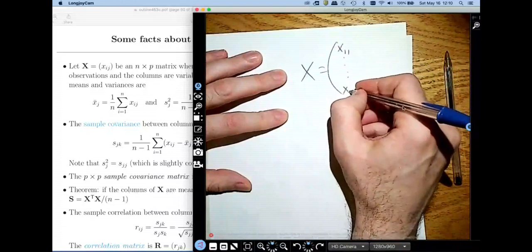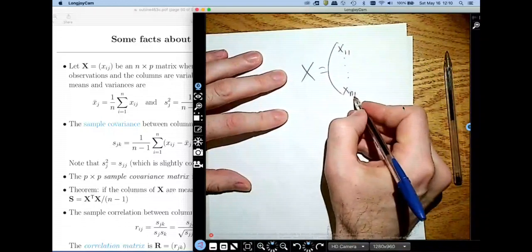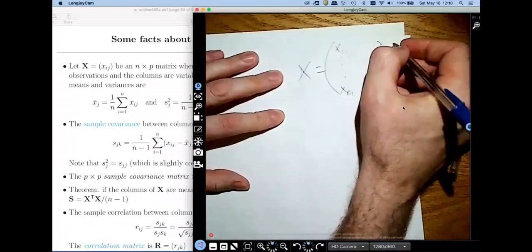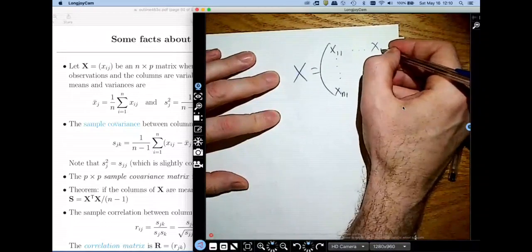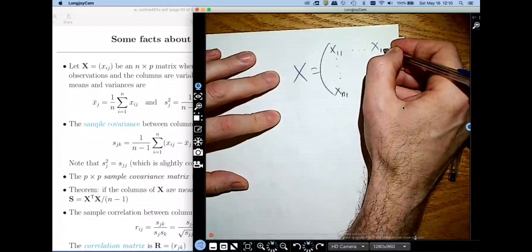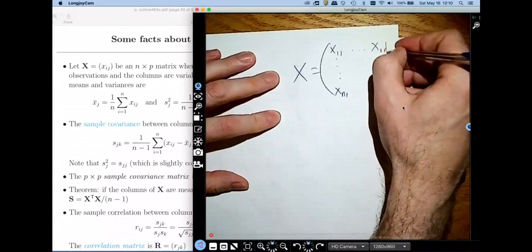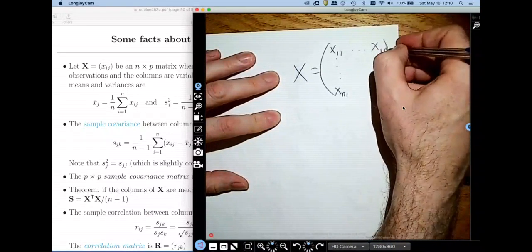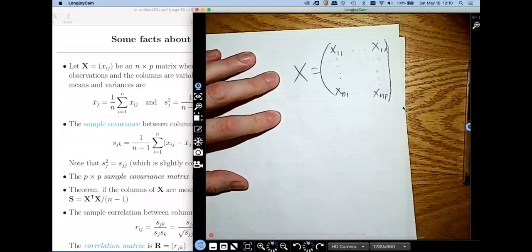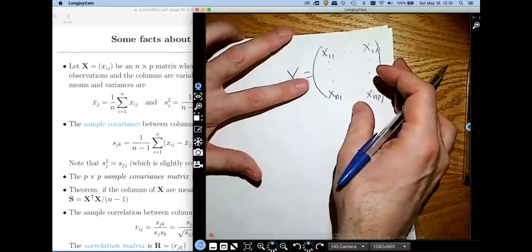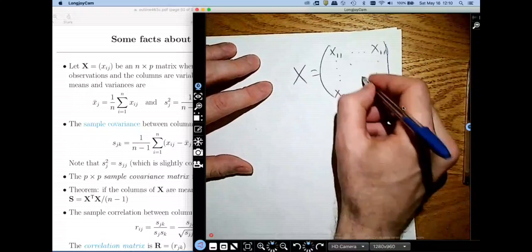My first subscript is always going to be the row. The second subscript will always be the column. And I have p of these columns. So this is going to be x_1p through x_np. Let's just close that, that's a closing parenthesis. I think I ran out of space there. And so there's our matrix.